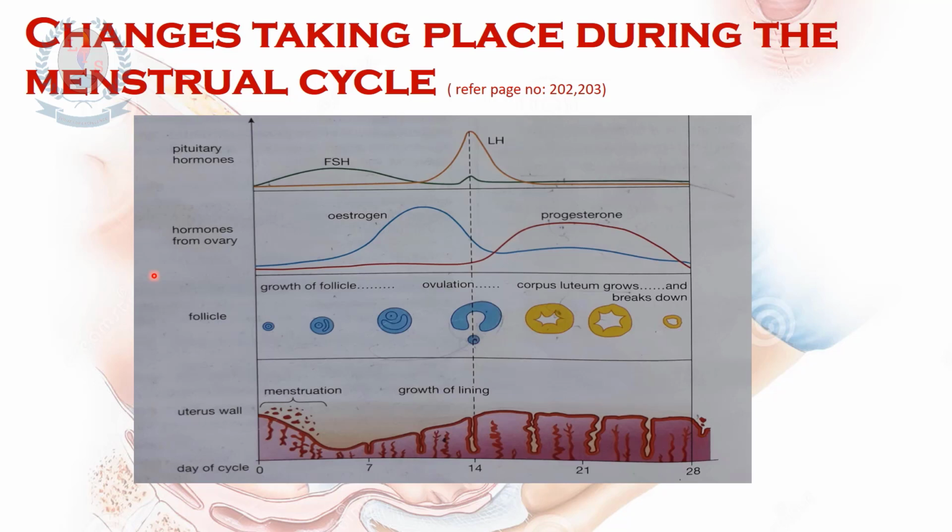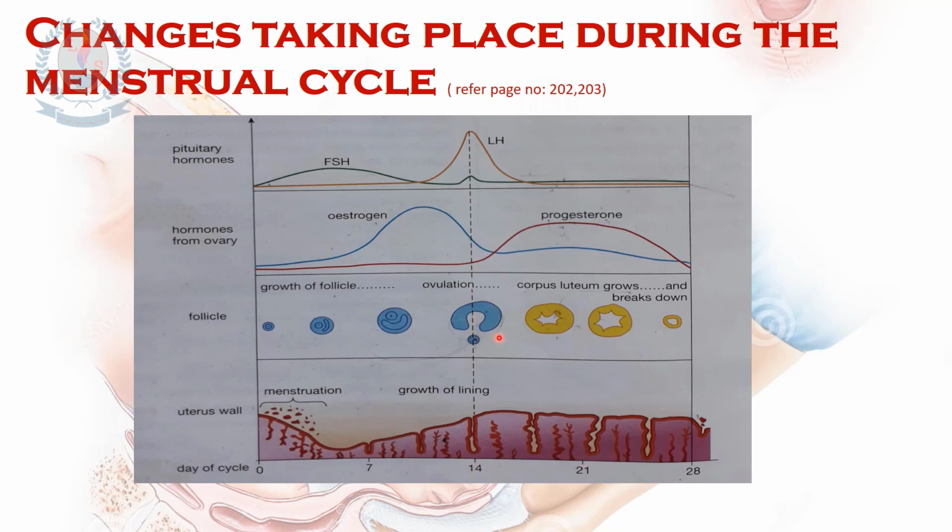That is why you can see an increase of FSH hormone level or concentration during the growth of this follicle. At the middle of the menstrual cycle, here, at day 14, the follicle bursts open and the egg is released into the oviduct. This is called ovulation. This happens on the 14th day of the menstrual cycle.